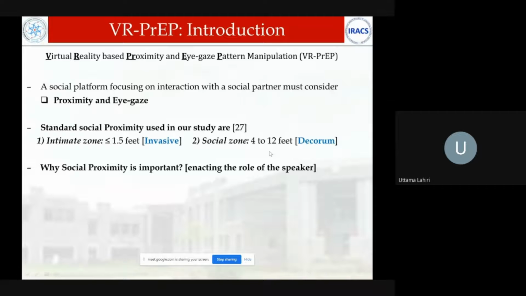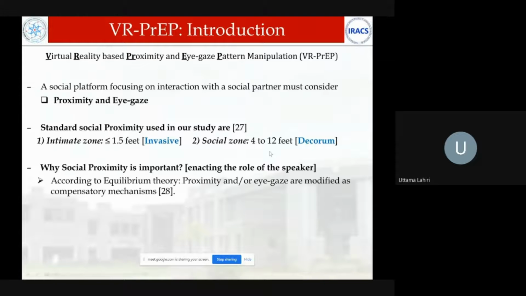Now the question obviously comes, why are we doing all of this? Does it make sense? Why are we looking at social proximity? What is its importance? In fact, literature shows that social proximity plays an important role in social communication, with relevance to the equilibrium theory, which says that proximity and eye gaze are interrelated to each other, and they are modified based on compensatory mechanisms. How? In fact, it depends on whether the speakers or the communicators are dynamic or static.